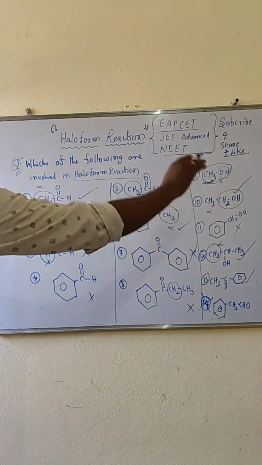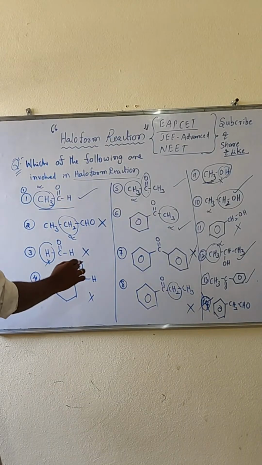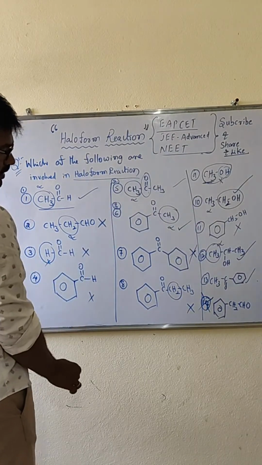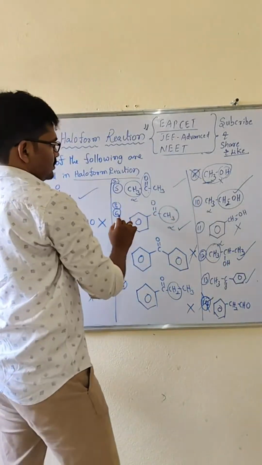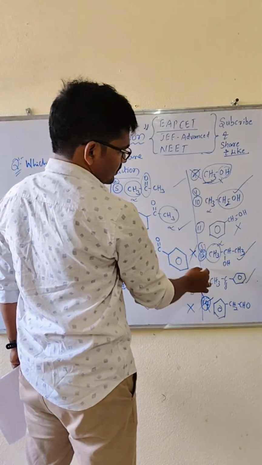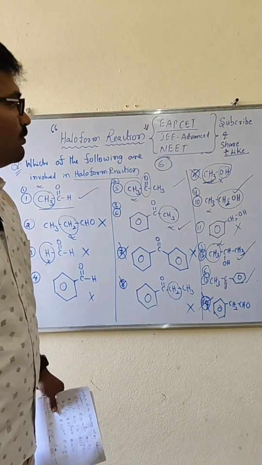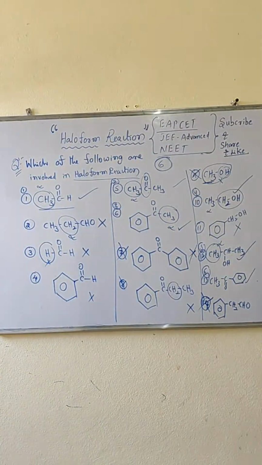See how many are involved in the haloform reaction. So look: 1, then the second one, 2, then the third one, 3. Then is that involved? No, it won't be involved. Then it won't be involved. So after 3 comes 4, then 5, then 6. So six compounds are involved in the haloform reaction, my dear students. Okay, understand all of you which are involved in the haloform reaction and which are not.